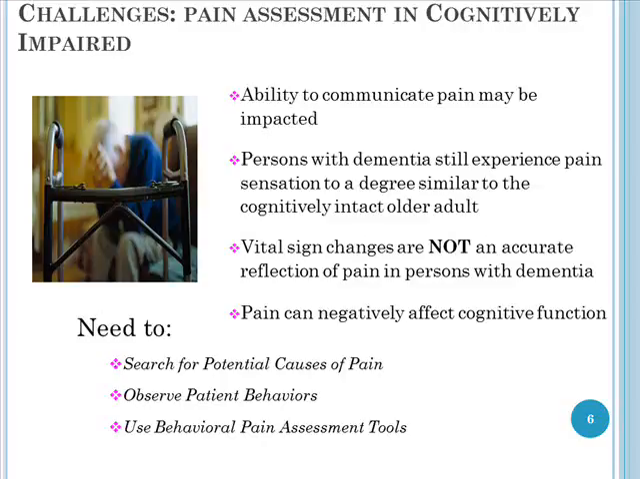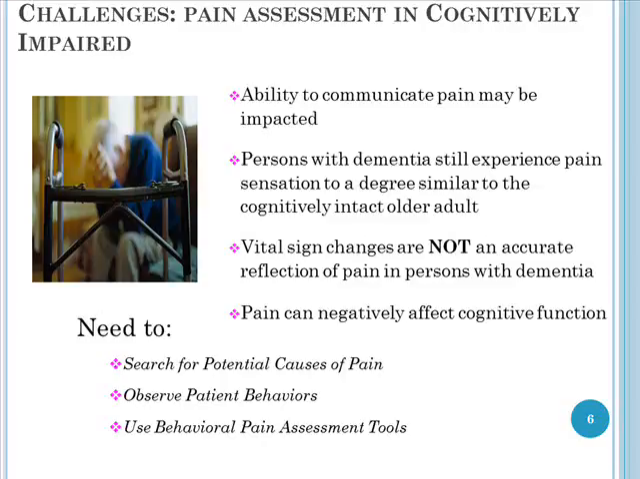We do know that people with dementia experience pain sensation to a degree similar to those that can communicate with us, so we have to move forward as if those with painful diagnoses or conditions that can't tell us what they're experiencing are experiencing pain until proven otherwise. We also know that vital sign changes are not accurate in reflecting pain changes, particularly acute pain changes in people with dementia, so they should not be relied on. And we also know that pain can negatively affect cognitive function. So changes in mental status may be related to medications the patient's receiving, but it also could be a reflection of unrecognized or undertreated pain.